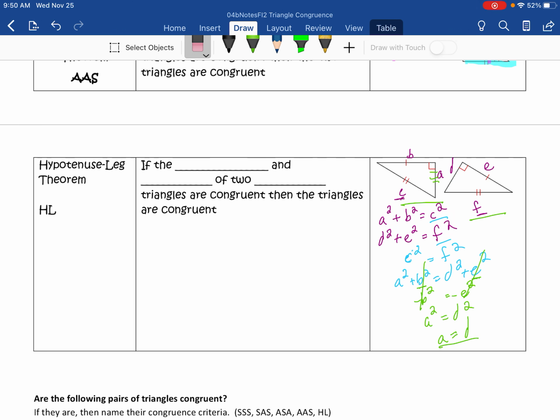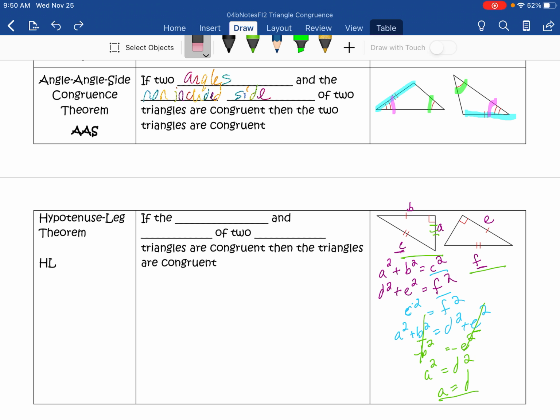So I'm going to erase some of this. I don't want to erase the D. There we go.